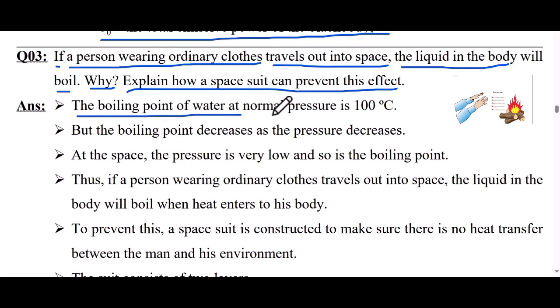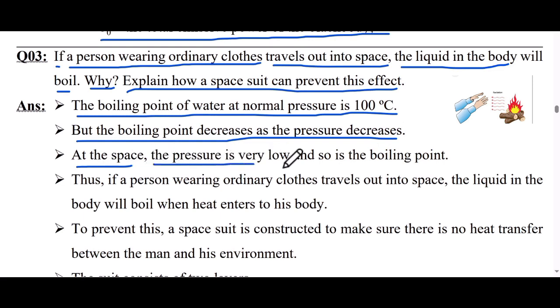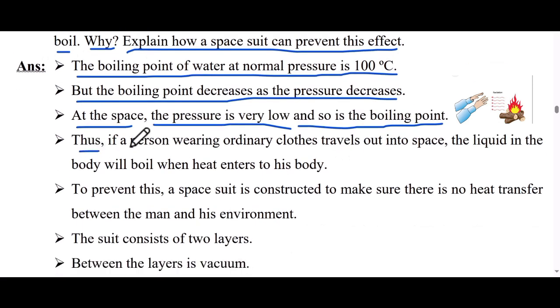The boiling point of water at normal pressure is 100 degrees Celsius. But the boiling point decreases as the pressure decreases. In space, the pressure is very low, and so is the boiling point.